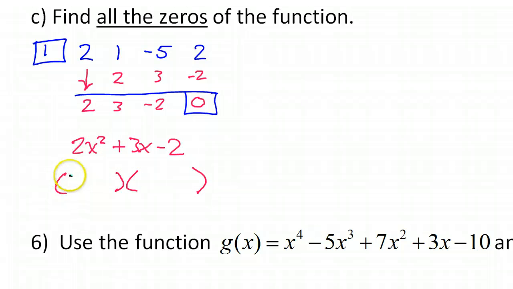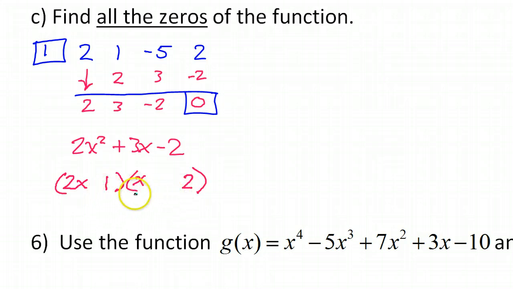Alright, 2x squared can only be 2x times x. 2 can only be 1 times 2. Now it matters whether I put the 2 here or here, but I know it can't be here because that would cause a common factor, and that shouldn't happen. So it must be, if it factors at all, it's going to have to be 1 times 2 like that.